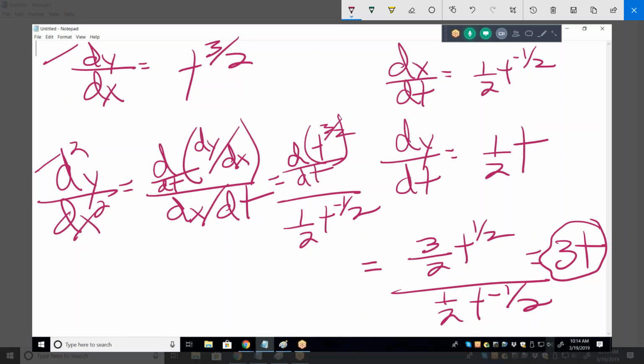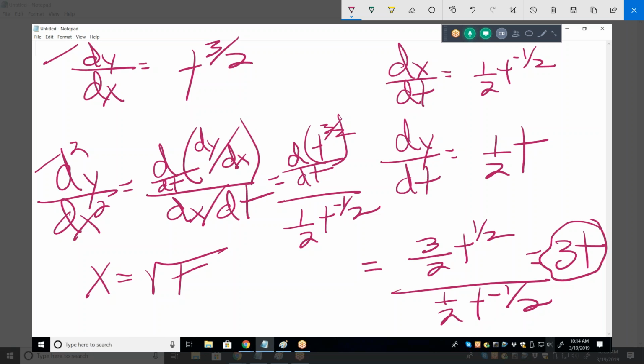Okay. I got x, this is the original equation. If x equals 2, then t equals 4. So I just plug in 4, and so t is 4, so this second derivative is 12. 12 is positive, therefore it's concave up. Okay. You with me? Or did I lose you? No, I get it. Okay.